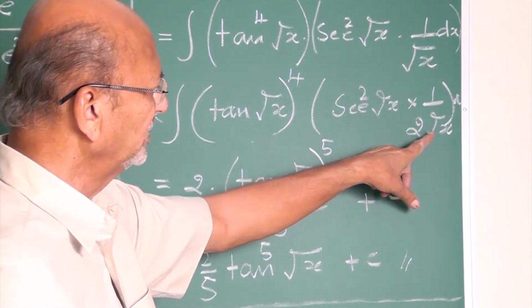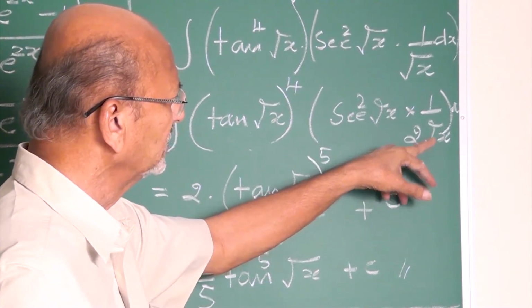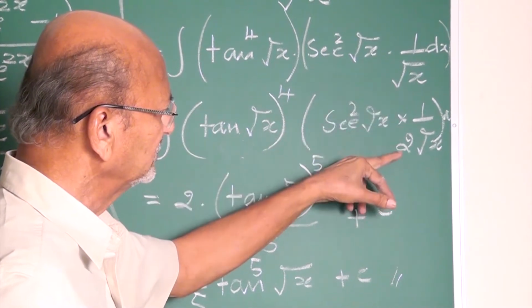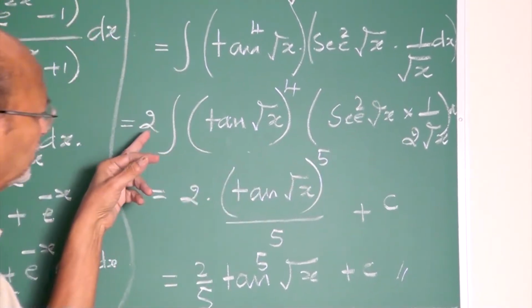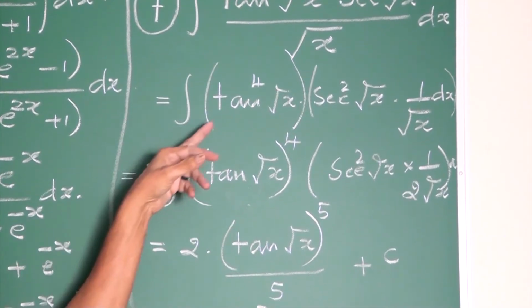Other than x, you want its derivative inside. The derivative of root x is 1 by 2 root x. But you have only root x, my friend. This 2 is not there. That 2 is adjusted outside. I will explain once again.